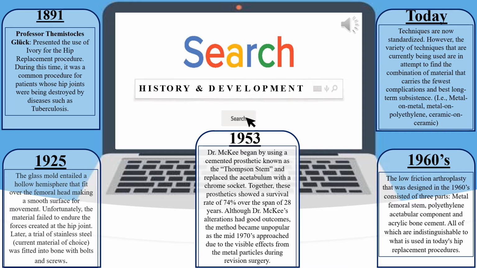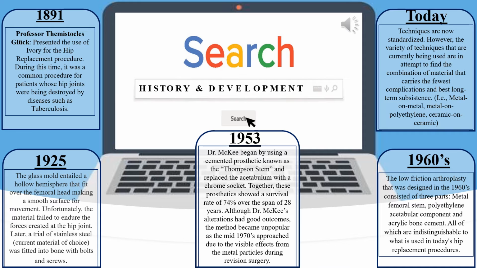In 1925, the glass mold entailed a hollow hemisphere that fit over the femoral head, that ball part of the femur, making it a smooth surface for movement. Unfortunately, the material failed to endure the forces created at the hip joint. I'm sure you could imagine how much force we put on our hips and our femurs. Glass would be a hard one to ensure keeps a stable and sturdy support system for our structure.